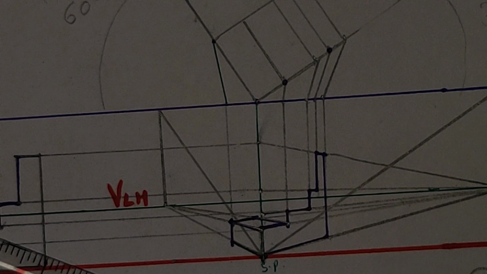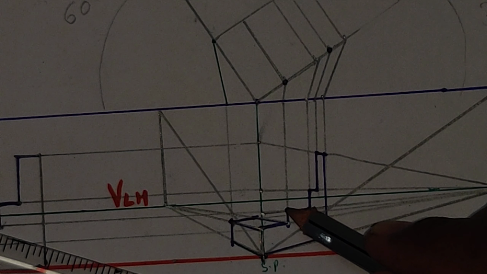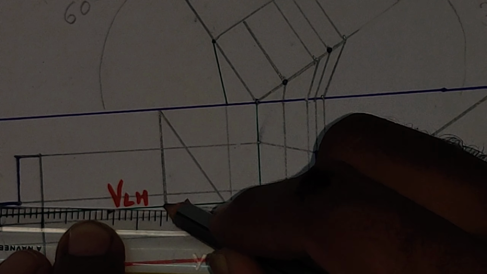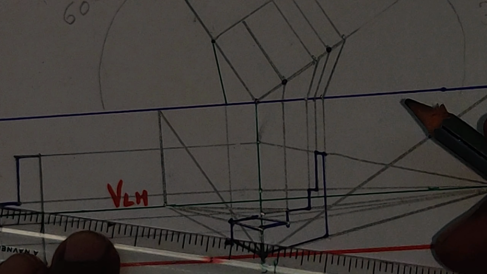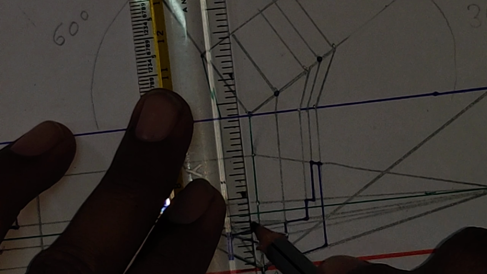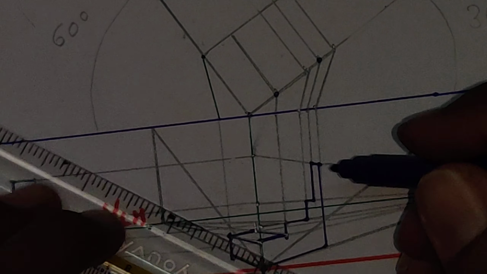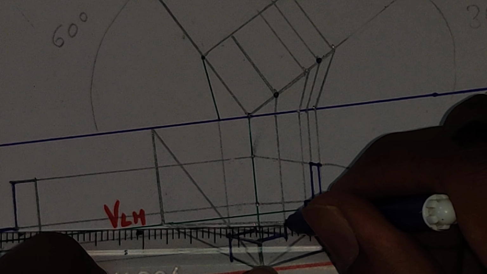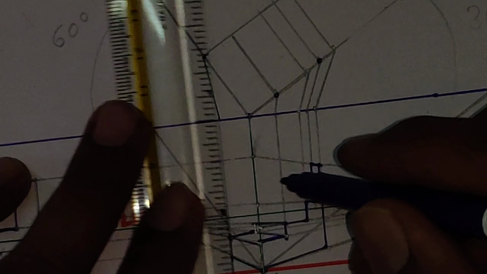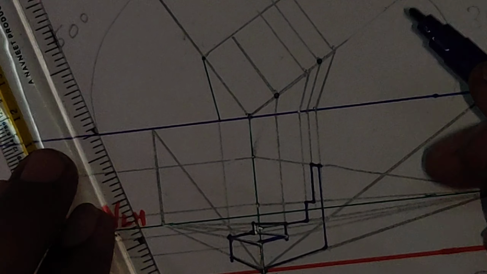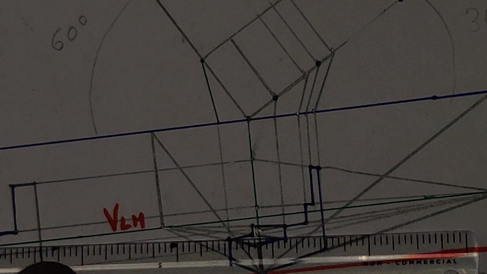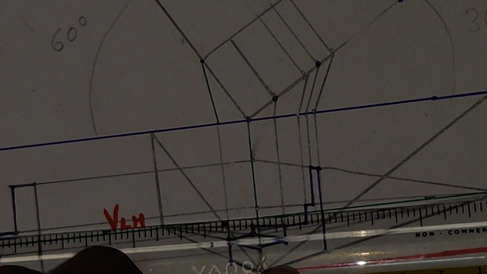Right, next target is this point. We'll join this point to our left hand vanishing point. By joining the left hand vanishing point, you are getting width, right? And then draw a straight vertical line from this point. Right. For the next step, you join this corner point to your right hand vanishing point.